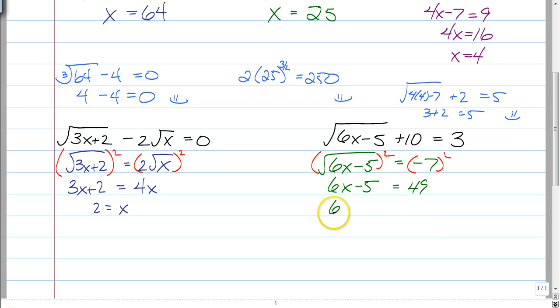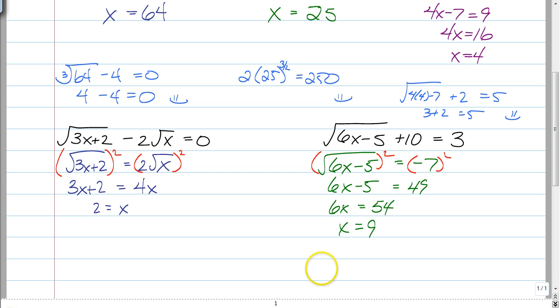and then take it from there. So 6x is equal to, add 5 to both sides, and you get your 54. So x is equal to 9. So, like I said, this is where an example of something fun is going to happen.